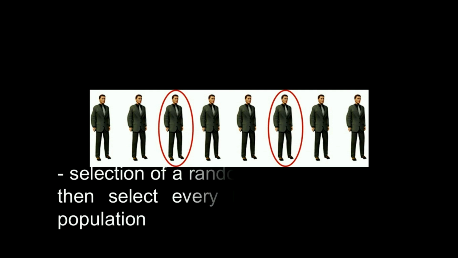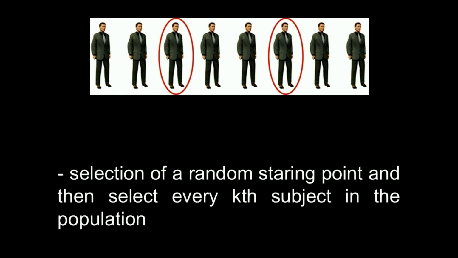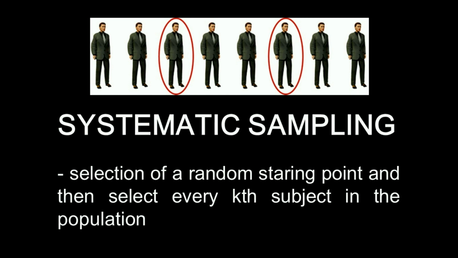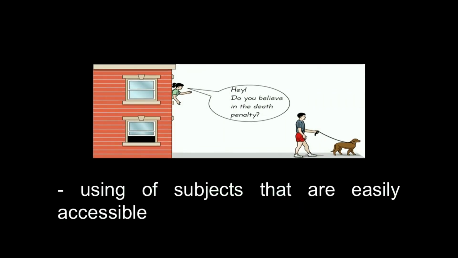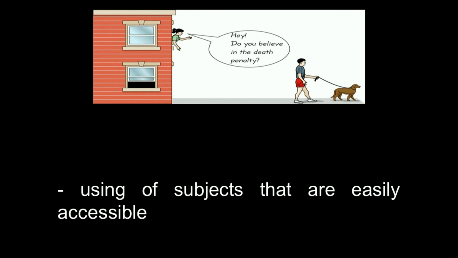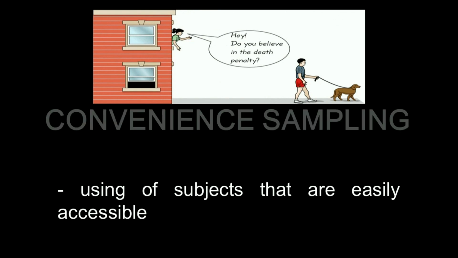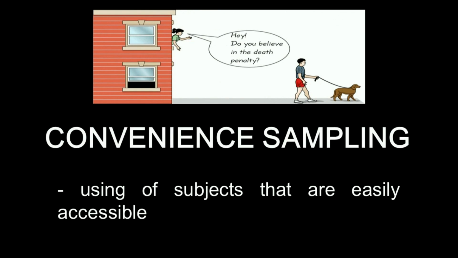How about when you see this picture? Now when there's a selection of a random starting point and then selecting every nth subject in the population, it's called systematic sampling. It is so simple, so it is used often. Another one is this. Now, if there's a use of subjects that are easily accessible, it's called convenience sampling. Examples are using family members or students in a classroom or mall shoppers.